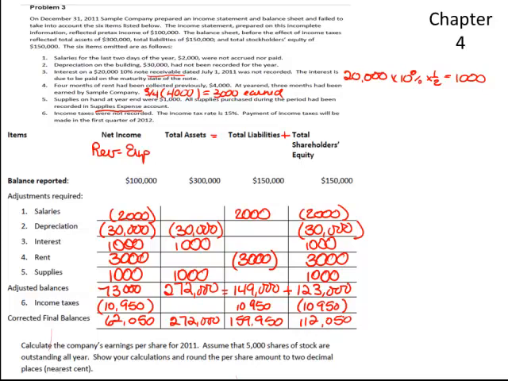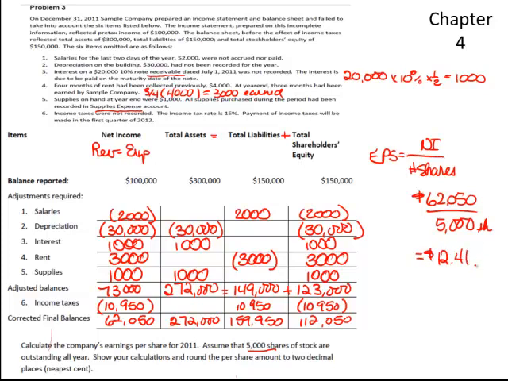It asks us to compute earnings per share. Earnings per share is net income divided by the number of shares outstanding. So we've now found that net income is $62,050, and it says assume that 5,000 shares have been outstanding all year. So 62,050 divided by 5,000 shares is $12.41 per share. So that's our earnings per share, $12.41.